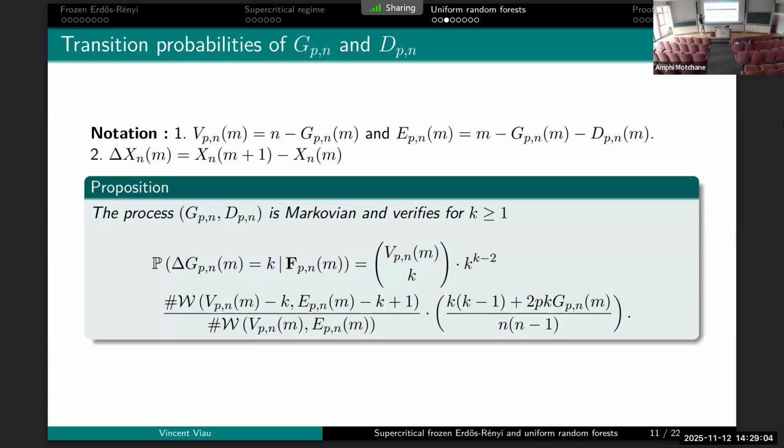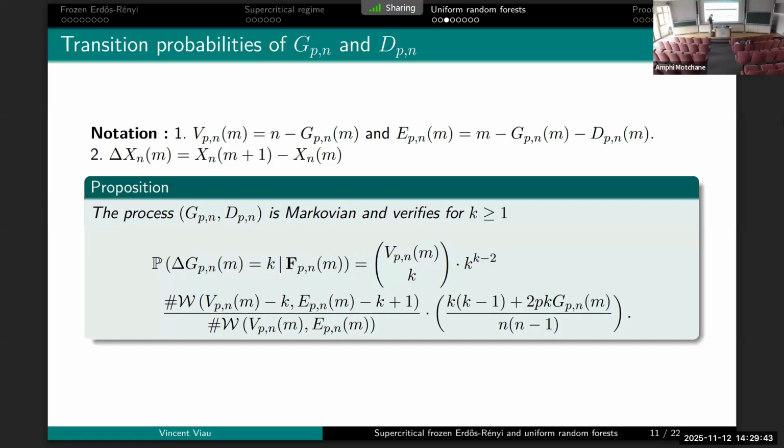Okay, and in the same vein, we can just compute the conditional expectation of the jumps of G just by summing this term over K. So this gives us a formula which is nice, but which is not that easy to understand because of this ratio of cardinality of set of rows, which is quite complicated at first sight.